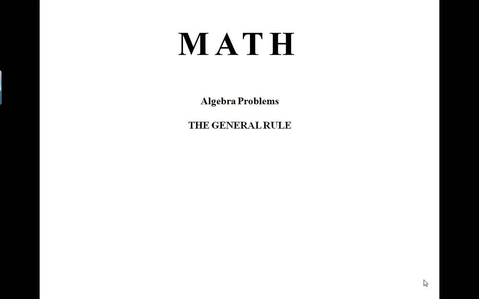Problems like this, the general rule: eliminate answers using the smallest numbers possible. I usually start with zeros and ones, and that usually does the trick.